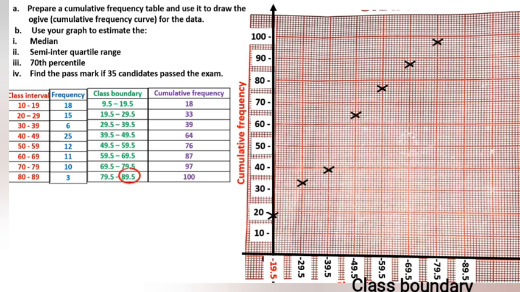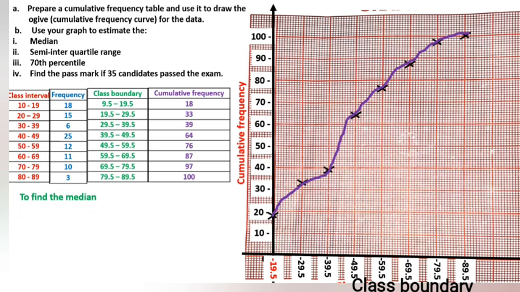Then for 89.5, the cumulative frequency is 100. So we're going to trace that point on the graph, then mark a cross there also. So the next thing we have to do is to draw a smooth curve across these points. Okay, so that is our cumulative curve. So the next thing we have to do is to find the median.